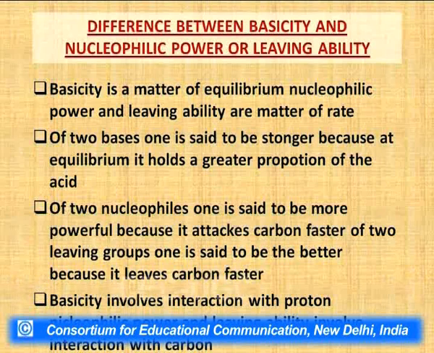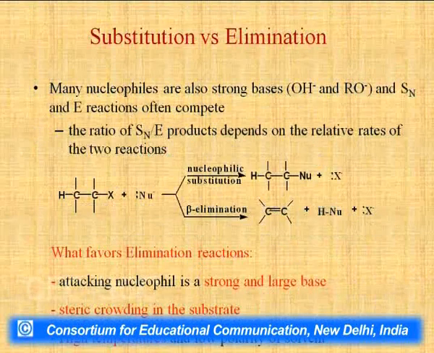Of two bases, one is said to be stronger because at equilibrium it holds a greater proportion of the acid. Of two nucleophiles, one is said to be more powerful because it attacks the carbon faster. Of two leaving groups, one is said to be better because it leaves the carbon faster. Basicity involves interaction with a proton; nucleophilic power and leaving ability involve interaction with carbon.